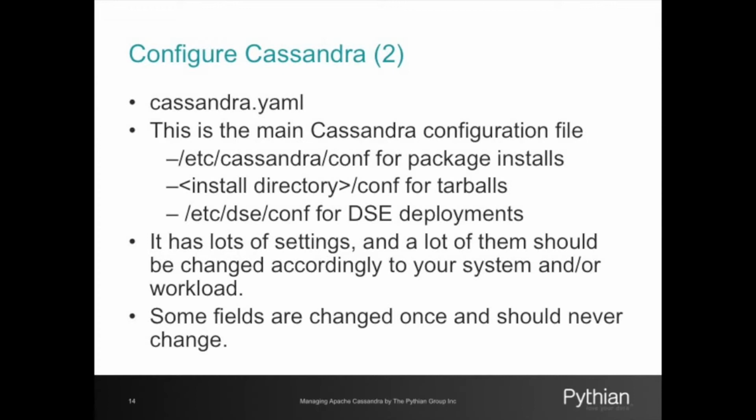For package installs, it should be in /etc/cassandra/conf. For the tarballs, it's wherever you extract, /conf. And if you are running the DSC deployments, it will go to /etc/dsc/conf. This file is extensive and has a lot of settings. It's actually really well documented, contrary to some other projects out there.